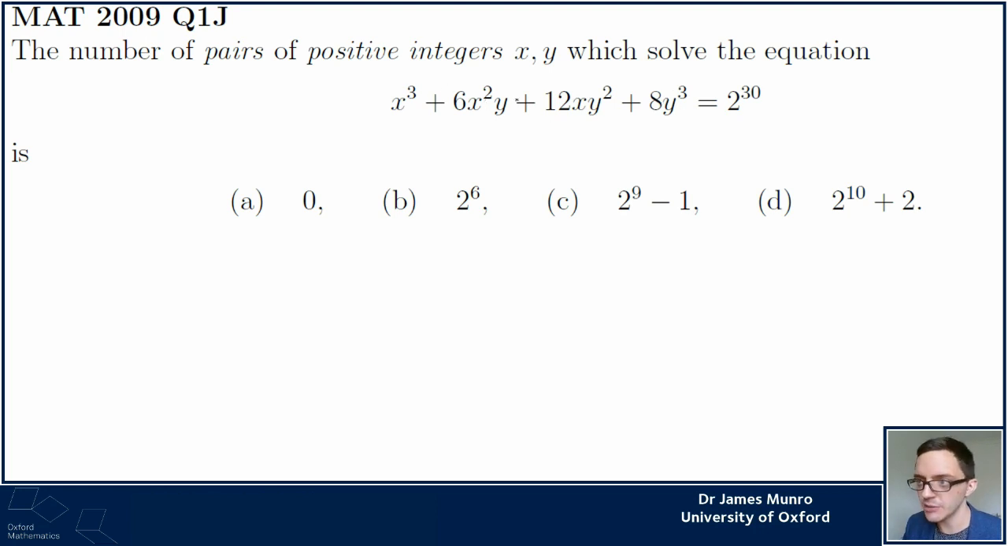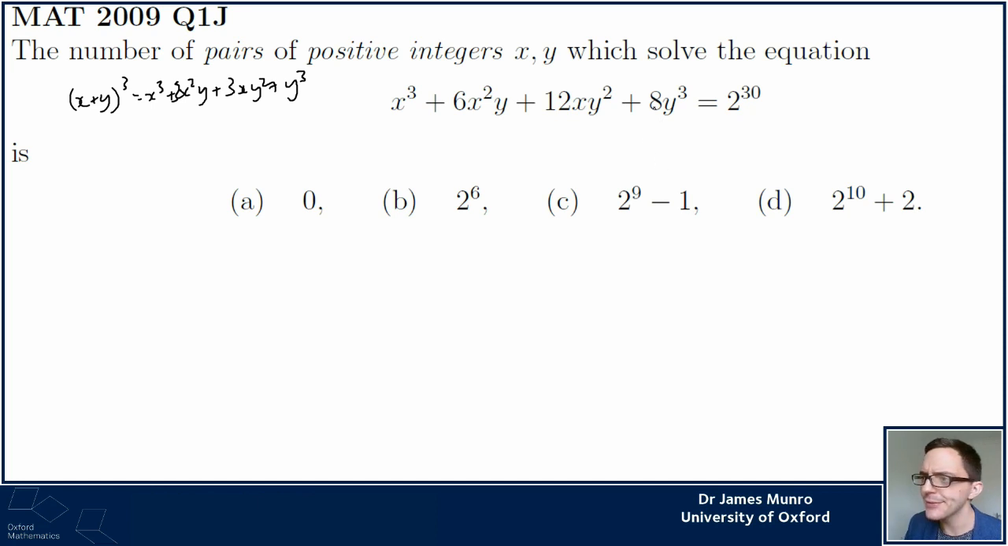I've seen x cubed, x squared y, x y squared, and y cubed from multiplying out stuff like x plus y to the power of 3. Okay, there's some numbers out the front here as well, but I've already recognised these things over here. It's not quite x plus y cubed, because x plus y cubed would be something more like x cubed plus 3x squared y plus 3xy squared plus y cubed, or something like that. The coefficients are a little bit different.